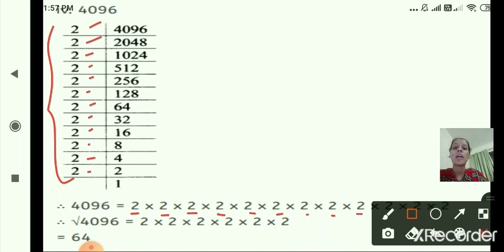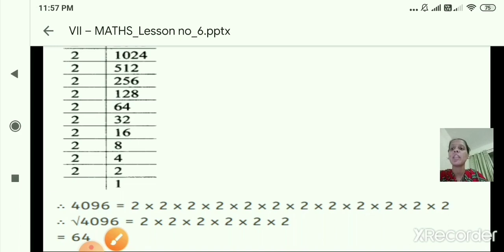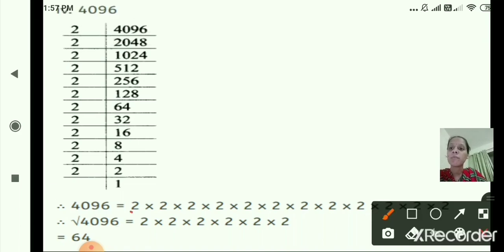So these all are the prime factors. Now what is the next step? You will pair up the equal factors, right? So we'll pair up the equal factors. Now this is the first pair, this is the second pair, this is the third pair, this is the fourth, this is the fifth, and this is the sixth pair. Okay, so how many pairs? There are 6 pairs. So from each pair we will take one factor.